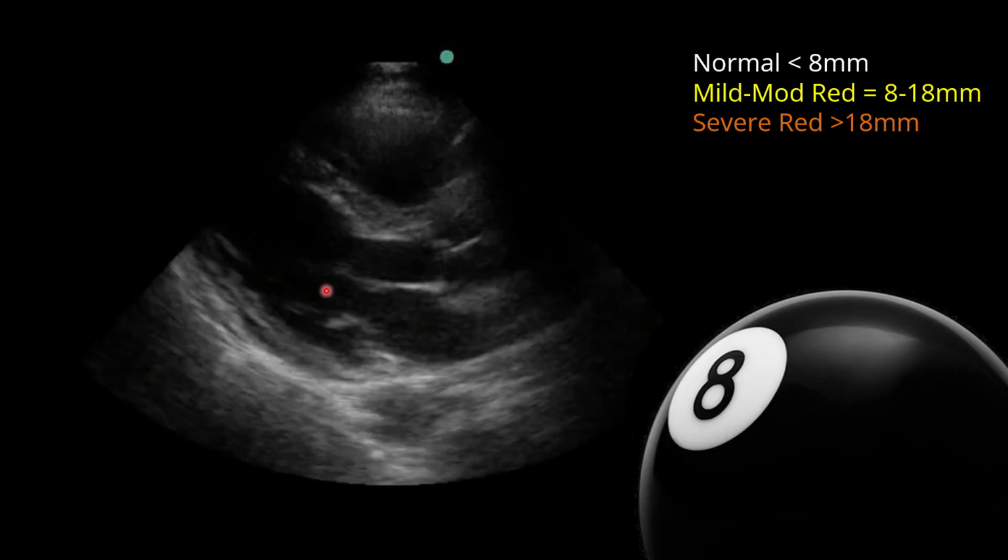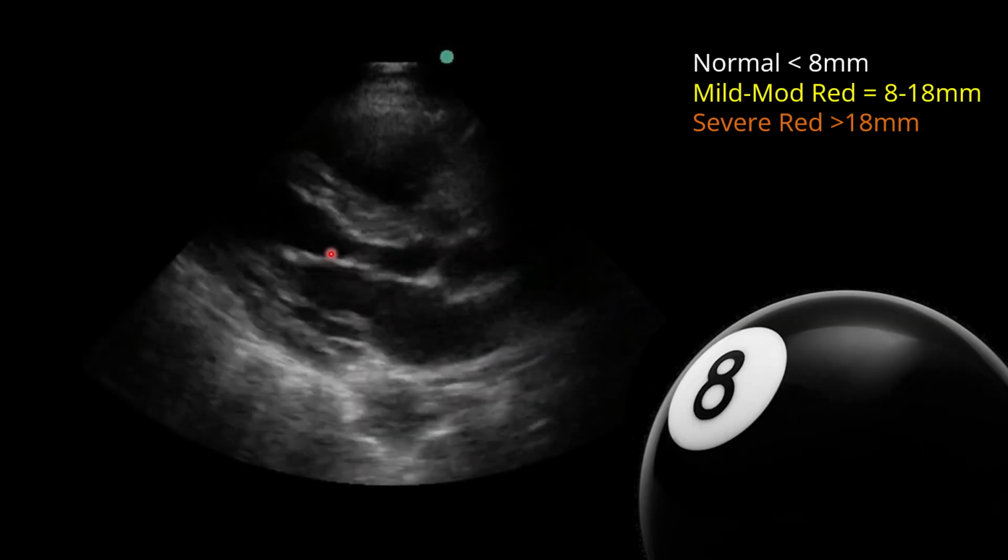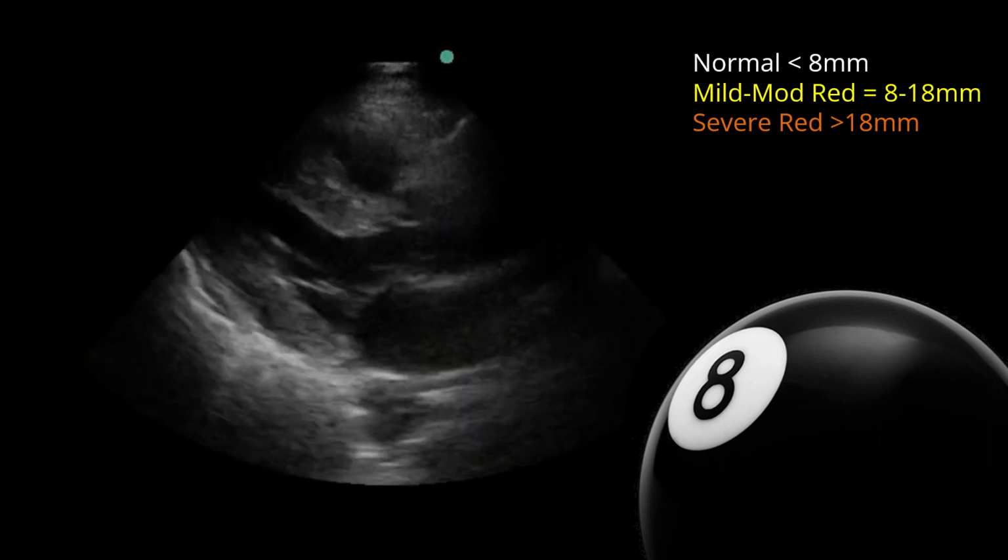Now look at the anterior leaflet of the mitral valve. It's actually touching the septum during diastole. This is a normal or even hyperdynamic left ventricular ejection fraction.